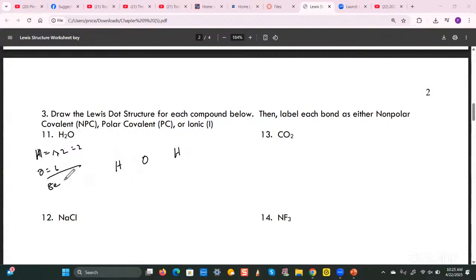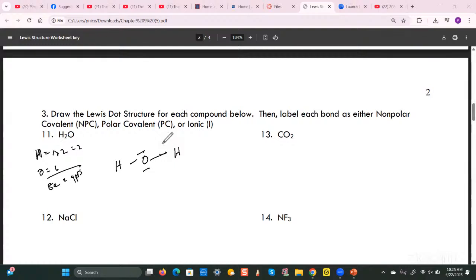We have 8 electrons, which is equal to 4 pairs to play with. So we put 1 pair here, 1 pair here, and then the remaining 2 pairs cannot go on the hydrogens but will go on the oxygen. So that would be the Lewis structure for water. And then we have to tell what kind of bond this is.